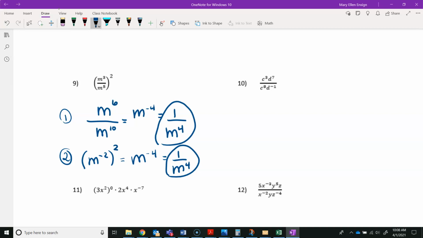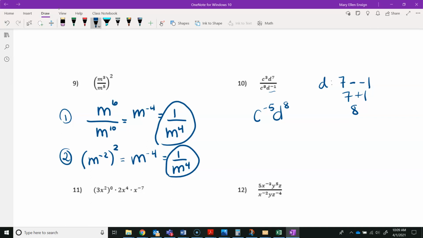For number 10, I can see that I don't have any like bases on the top that I can use the product rule on, but I can use the quotient rule. So 3 minus 8 is going to give me c to the negative 5th. This is one of these ones that I would suggest writing out. So 7, it's not 7 minus 1, it's 7 minus negative 1, which is 7 plus 1, or 8. So it's going to be d to the 8th power. And you can kind of picture that, because if I had taken this d to the negative 1 and moved it up to the top first, then it would be d to the 7th times d to the 1st. I add those exponents, there's my d to the 8th.